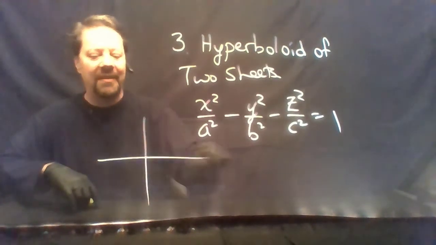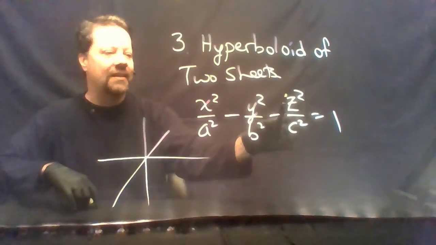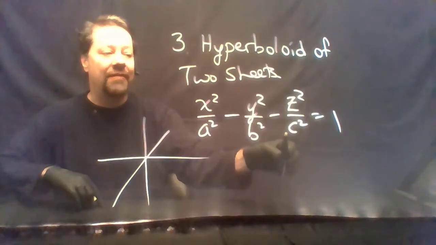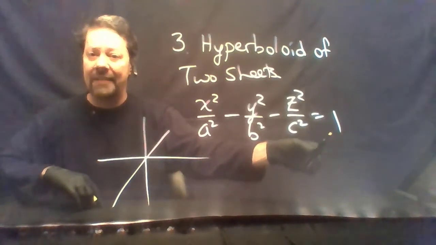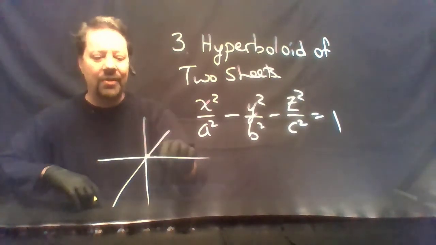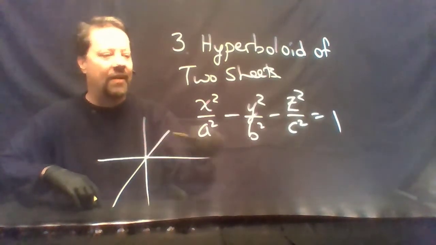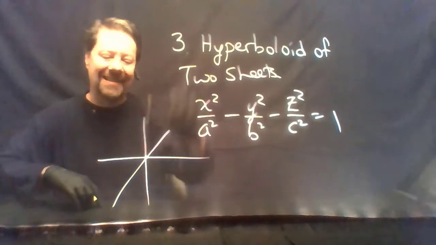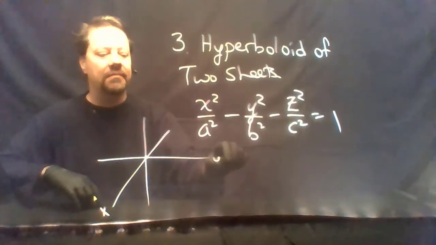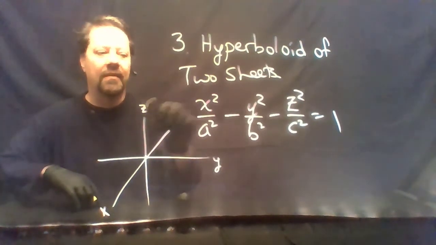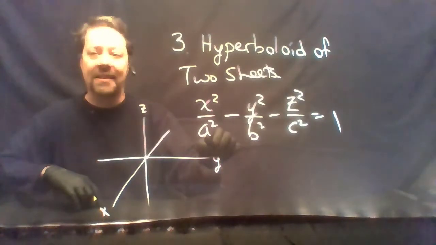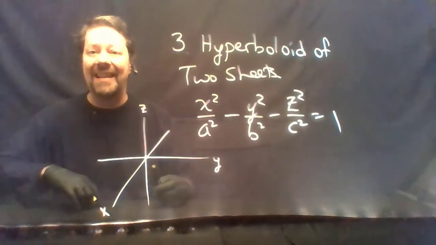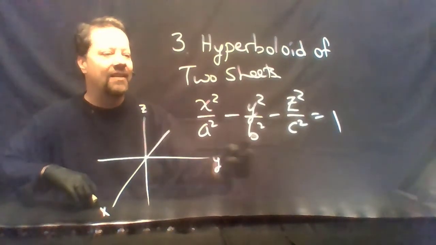You'll end up with something where, notice that if x is equal to 0, you have 2 negative terms equal to something positive. That's not possible. So you get nothing around the origin. Nothing at all in the YZ plane. In fact, you have to get x to be big enough to overcome the negative values to get anything at all.